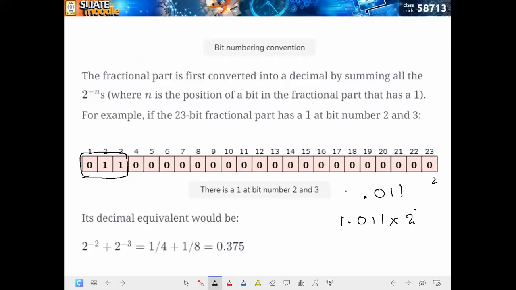0 1 1 multiplied by 2 to power 2, right? So now you know the real number. Real number is 101.1. Now you can convert this and find the decimal value.